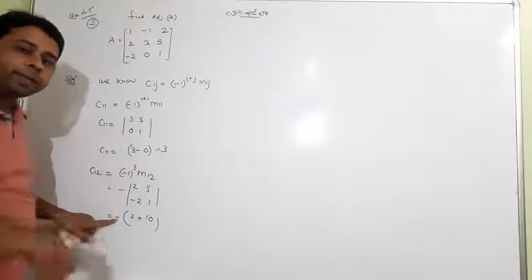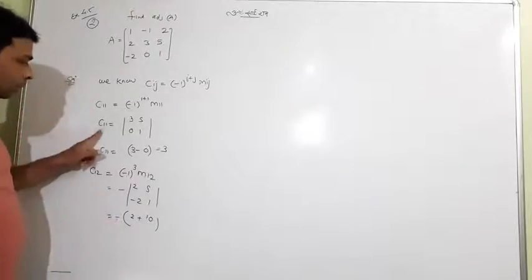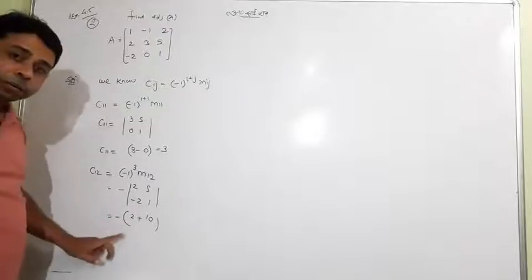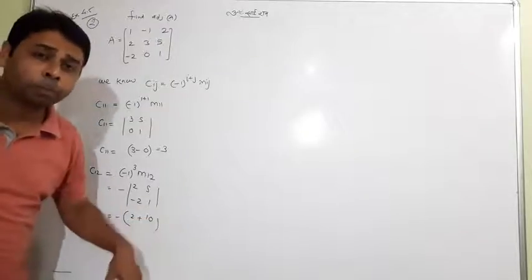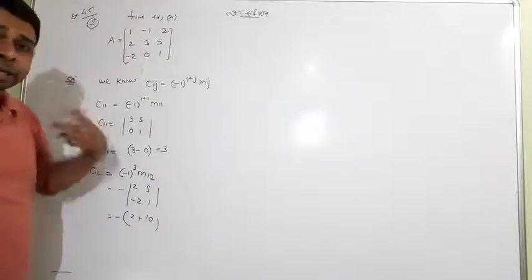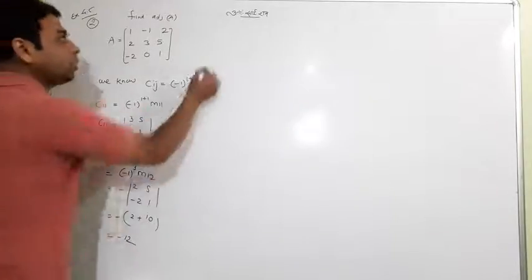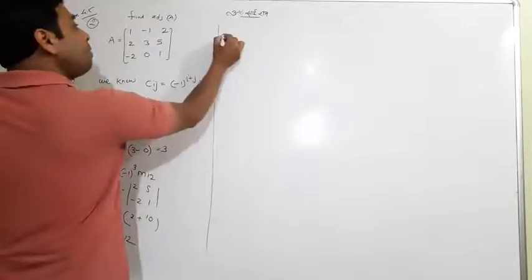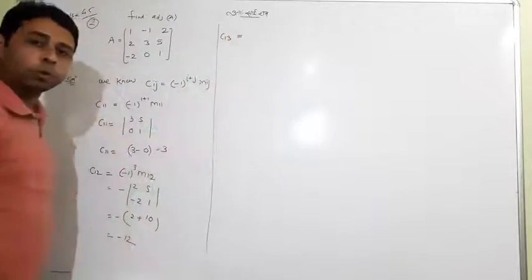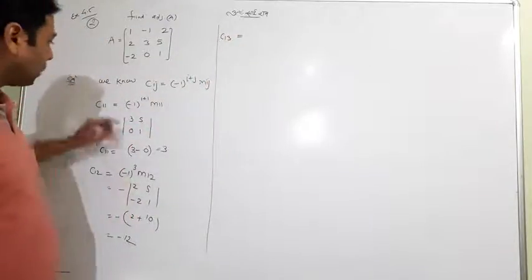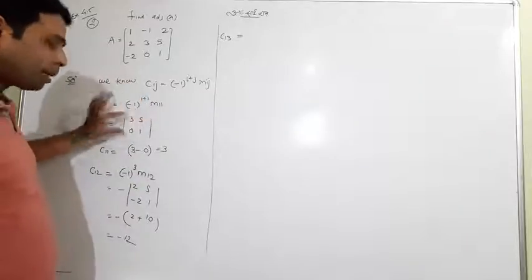So alternatively, we should remember that C11 has a positive sign, C12 has a negative sign. So upcoming C13 will be positive sign, C21 will be negative sign. So it's very simple now. One should know it's very easy. That is C12. If I am finding C13, what do you think directly? I don't want to waste the time now. I am not writing that step directly.